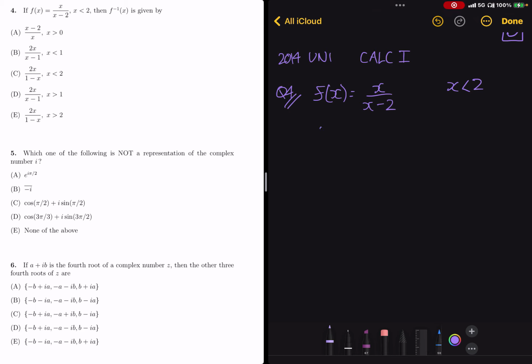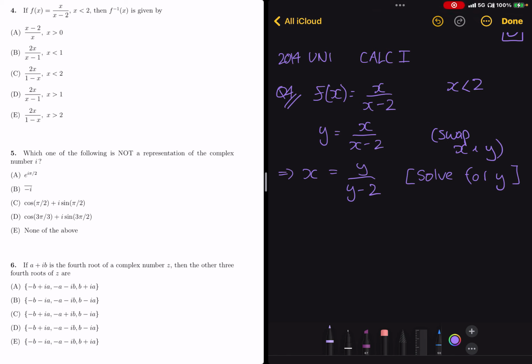So the way we're going to do this, we're going to say this is y equals x over x minus 2, and then we're going to swap x and y. So this will give us x equals y on y minus 2. We're then going to solve this for y. This will give us the inverse. So multiply both sides by y minus 2. This gives us xy minus 2x is equal to y.